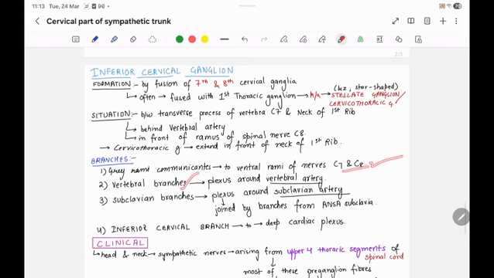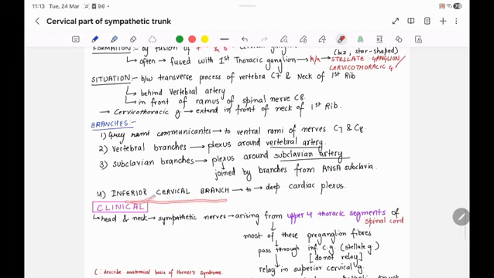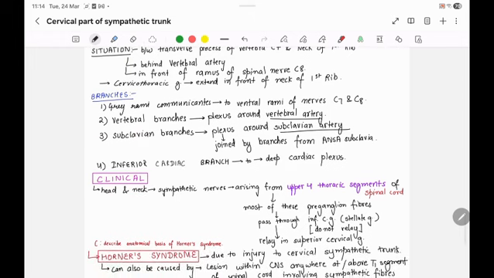This is done. Then we have vertebral branches that form the plexus around the vertebral artery. We have the subclavian branches which form the plexus around the subclavian artery, and it is joined by the branch from the ansa subclavia. And we have the inferior cardiac branch which goes to the deep cardiac plexus. Then we have the clinical aspect.